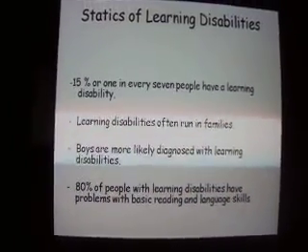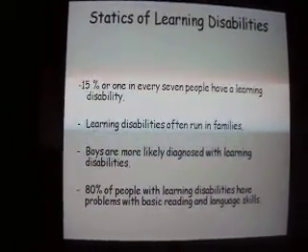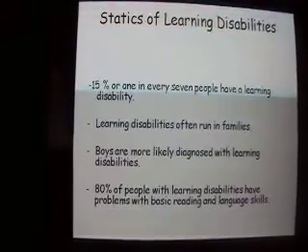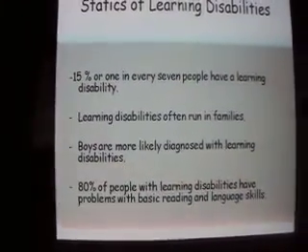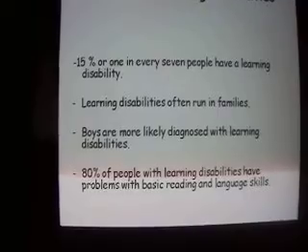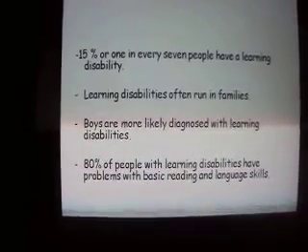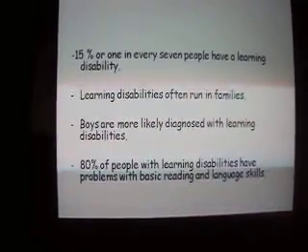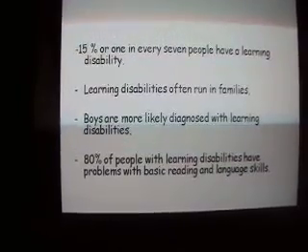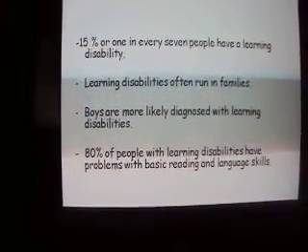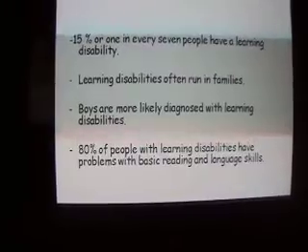Statistics of a learning disability. 15% or 1 in every 7 people have a learning disability. Learning disabilities often run in families. Boys are more likely to get diagnosed with a learning disability than girls, and 80% of people with learning disabilities have problems with basic reading and language skills.